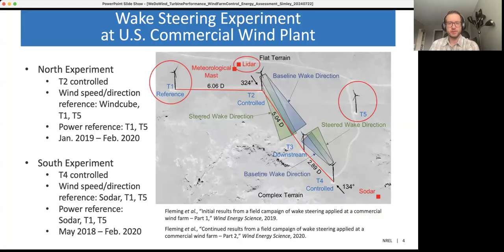For the north experiment, we used 2 reference turbines, T1 and T5. They acted as our power references that we compared the power production of the test turbines to. There was also a ground-based LiDAR used to measure the wind speed and direction. When the wind was from the south, we also used T1 and T5 as our power references. For our wind direction and wind speed references, we used a combination of the nacelle measurements from T1 and T5 and then a SODAR.